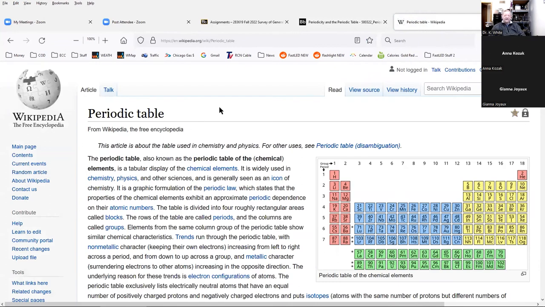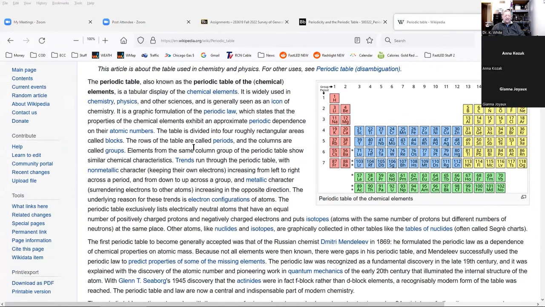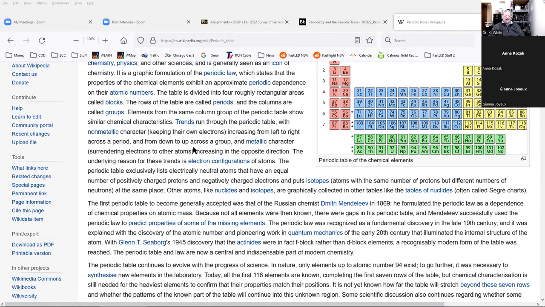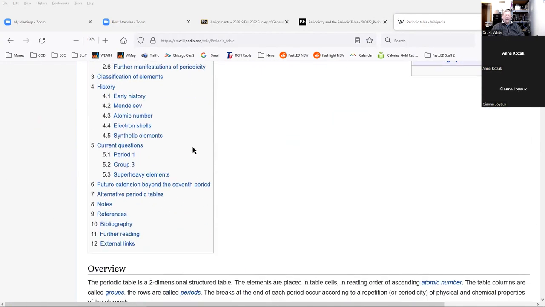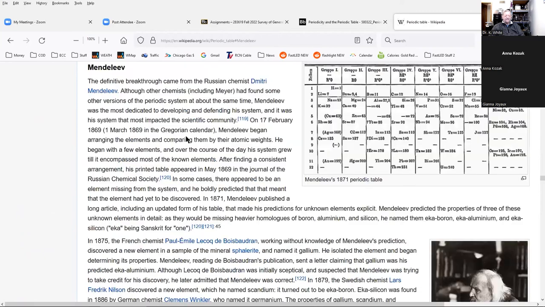If you go to Wikipedia, and let me make sure everybody can see this, and I'd recommend you look at this for this lab. You see the periodic table, they talk about it. And if we go to the history, Mendeleev, he is listed as a Russian chemist, I thought so. Okay, had the definitive breakthrough. And he was the one who defended and dedicated most of his time and helped make the periodic table what it is today. This was only back in 1869. Which is not that long ago in the history of mankind.